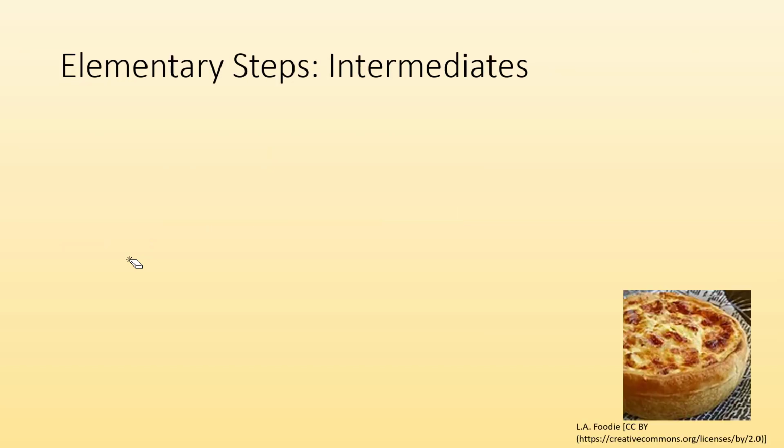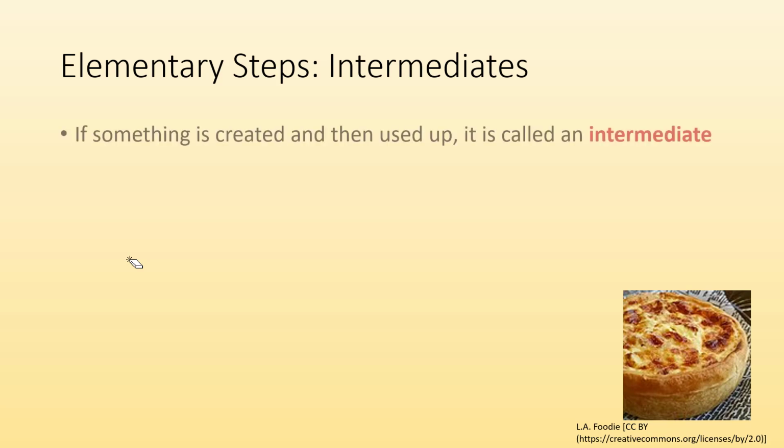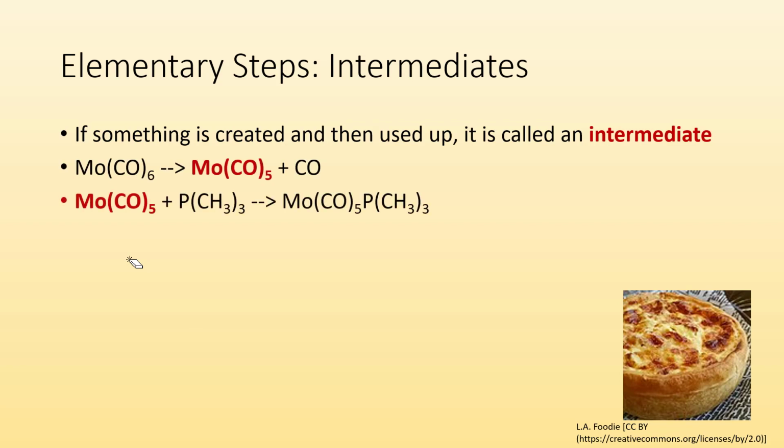So let's take a look at these elementary steps. Intermediates. So if something is created and then used up, we call that an intermediate. So in our reaction mechanism, you can see that, hey, we made MoCO5, but then we used up the MoCO5. So it's not in the reactants, it's not in the products, it's an intermediate. It's in between the reactants and the products. We made it in one step, but then we used it up in a second step.